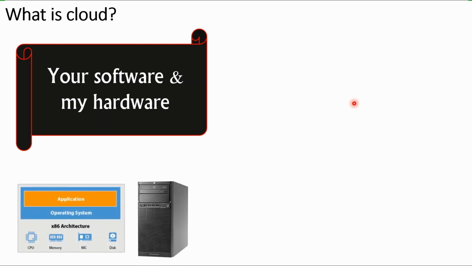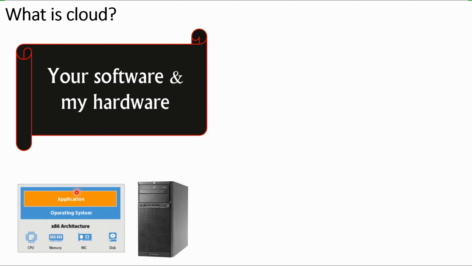Okay. So earlier, we used to have a single hardware. If you assume it as a server, then this server had the hardware, that means CPU, RAM, NIC, and disk. And that hardware configuration used to be fixed. And then it used to have an operating system, a single operating system, and an application used to run on top of that operating system.